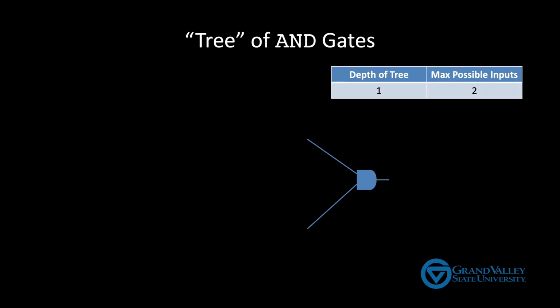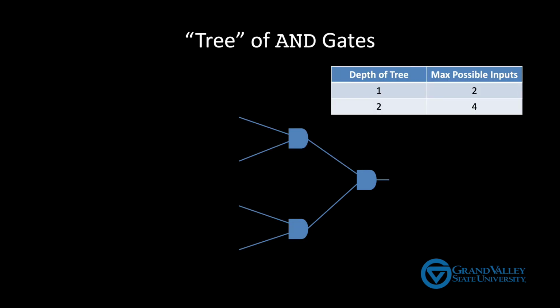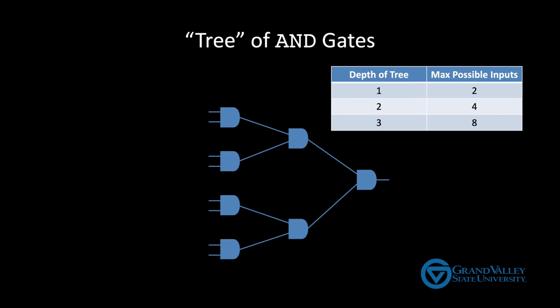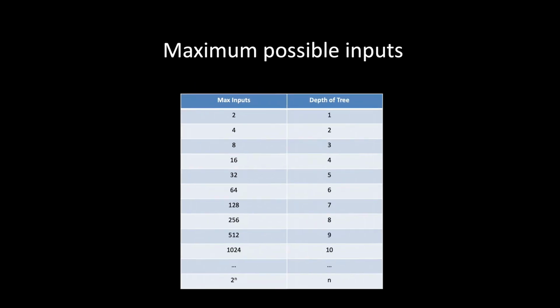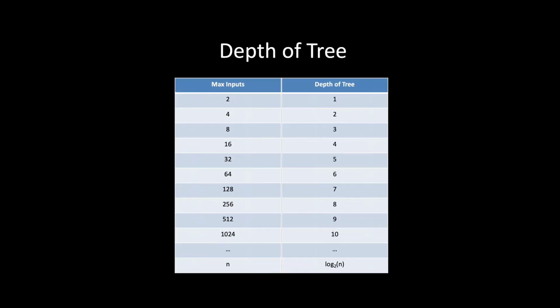Every time the height of the tree increases, the number of possible inputs doubles. Thus, the number of inputs is exponential in the height of the tree. If the height of the tree is n, then the number of possible inputs is 2 to the n. Now what we really need to know is the opposite. Given the number of inputs, what's the height of the tree? So we just take the inverse of 2 to the n, and we see that the depth of the tree is the log of the number of inputs. Therefore, we can count the propagation delay of an n input gate as big O of log n.